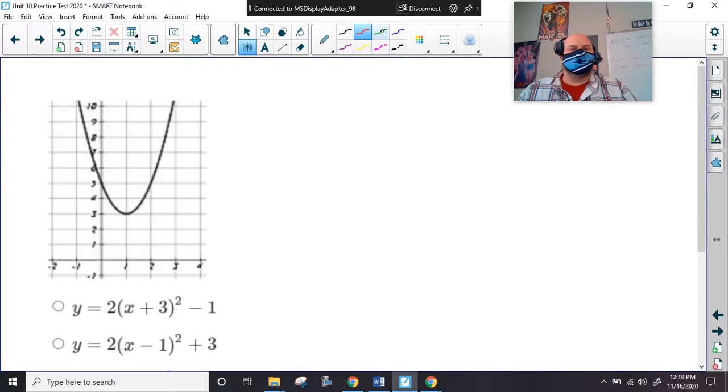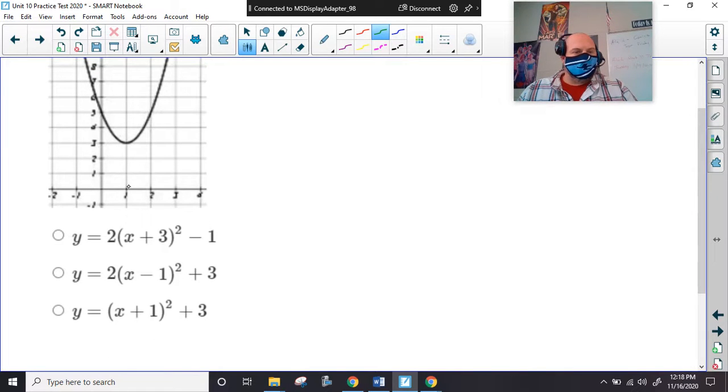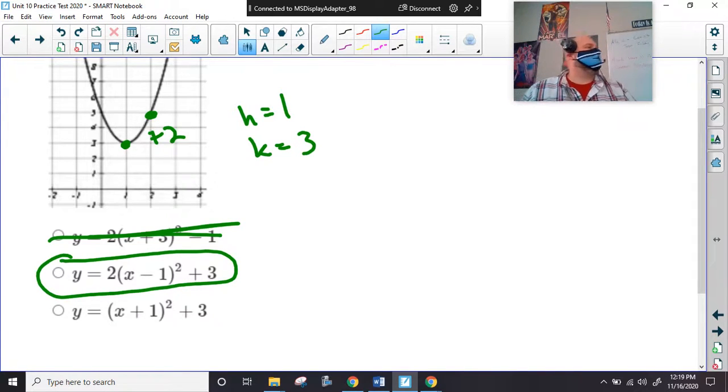All right. This is quadratic. This is 1, 3. So H is 1, K is 3. So this is automatically gone. Now, to get your A value, I'm at 3, and my next Y value is 5. So I went up 2. All right. That would be, whoops, can't even circle correctly. That one would be this right here. Okay. Remember to find your A value, go from your vertex, go to the next Y value to the right.